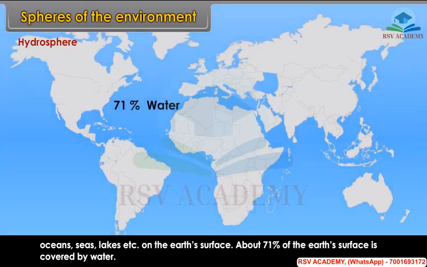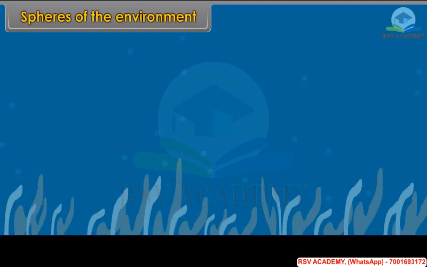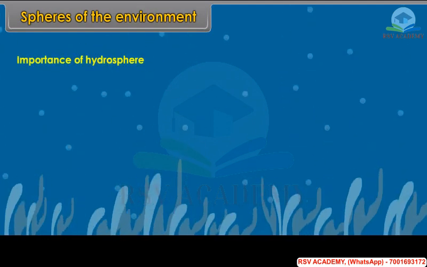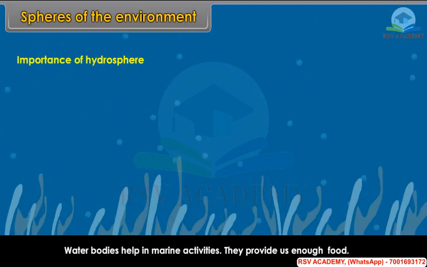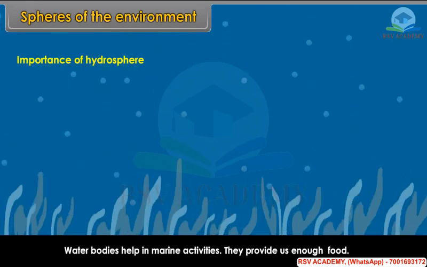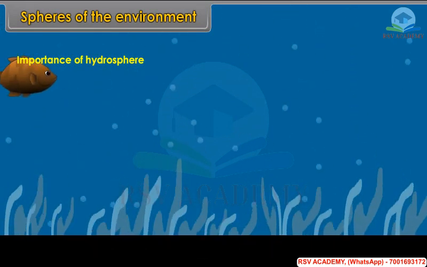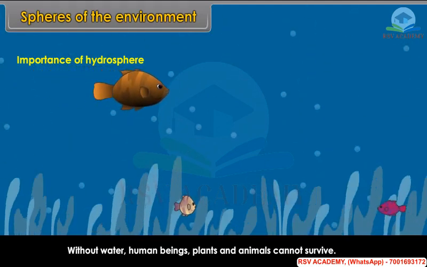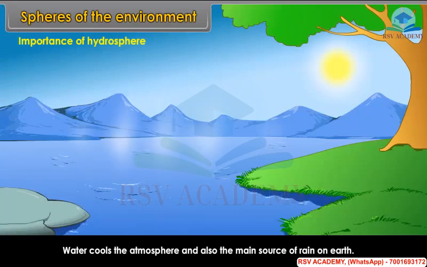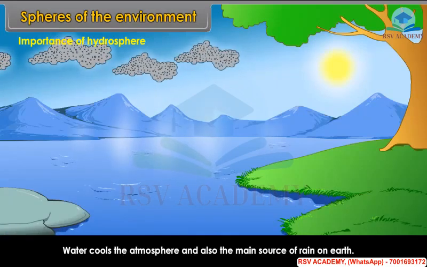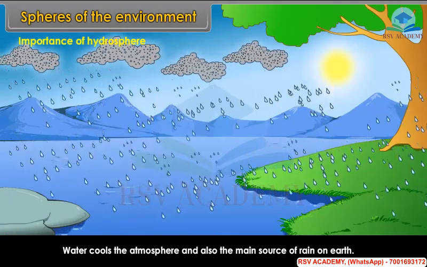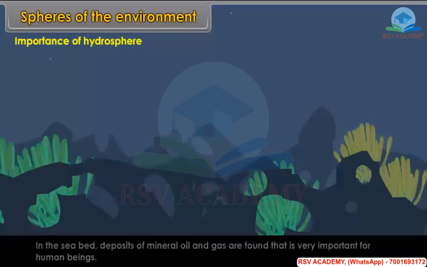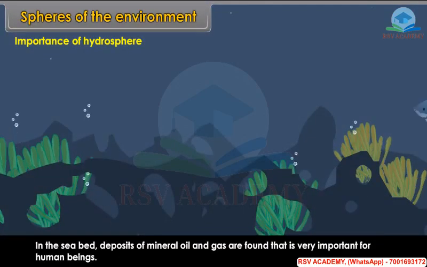Importance of hydrosphere. Water bodies help in marine activities. They provide us enough food. Without water, human beings, plants and animals cannot survive. Water cools the atmosphere and is also the main source of rain on Earth. In the seabed, deposits of mineral oil and gas are found. That is very important for human beings.